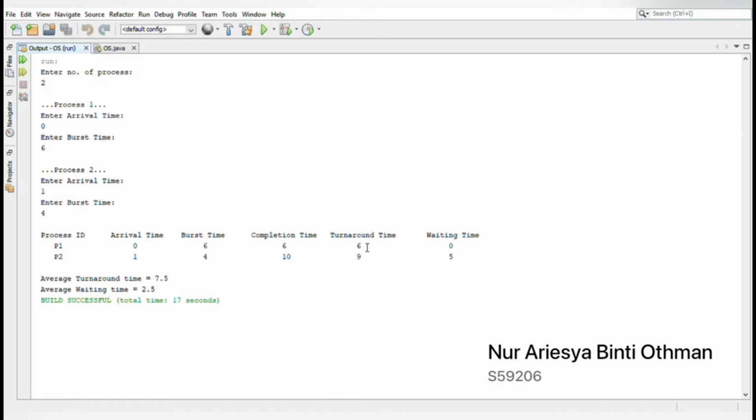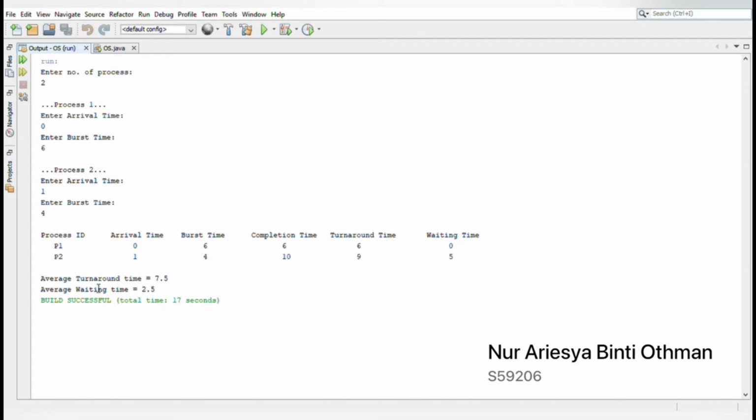So for turnaround time, how they got the turnaround time is from the formula, which is completion time minus arrival time. So 6 minus 0, turnaround time is 6. 10 minus 1, turnaround time for process 2 is 9. For waiting time, the formula is turnaround time minus burst time. So 6 minus 6 is 0 for process 1 waiting time. 9 minus 4 is 5 for process 2.